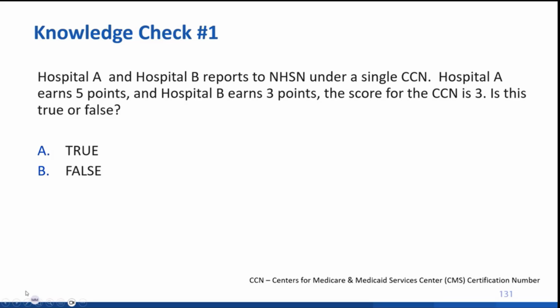So we're going to do a knowledge check to make sure that I did my job today in giving an overview of this measure. Hospital A and Hospital B report to NHSN under a single CCN. Hospital A earns 5 points and Hospital B earns 3 points. The score for the CCN is 3. Is this true or false?